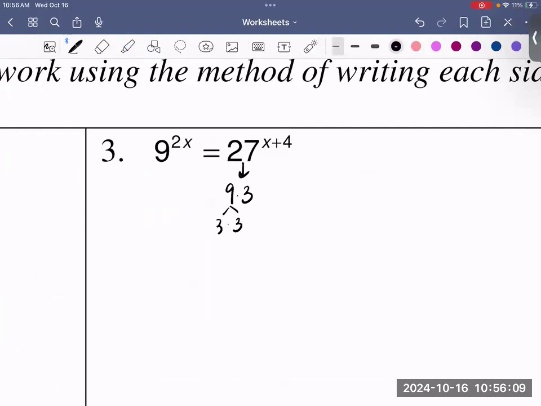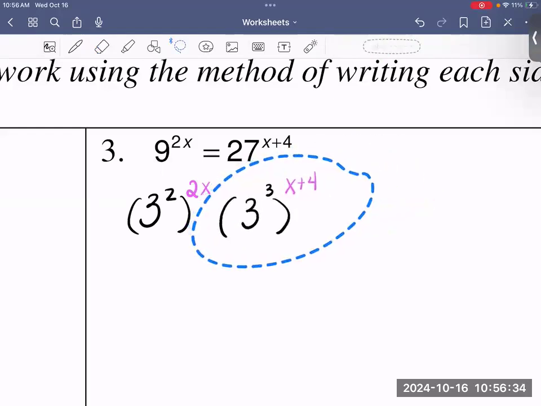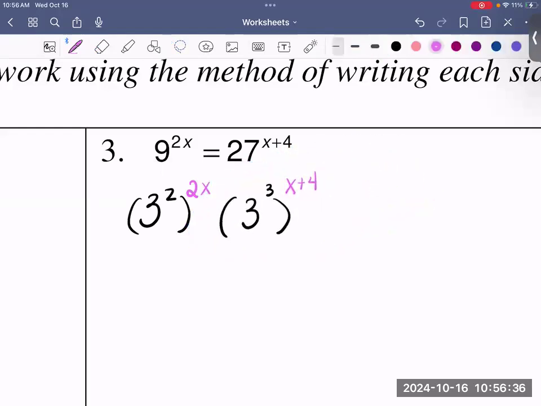This is just another way to say 27 can be really written as 3 cubed, and then you have your exponent of x plus 4. And 9, right, 9 can be made up of 3 times 3, so 9 can be written as 3 squared, and its exponent, 2x. Let me go ahead and scoot this over here. And we have a power being raised to another power, so we'll multiply here.